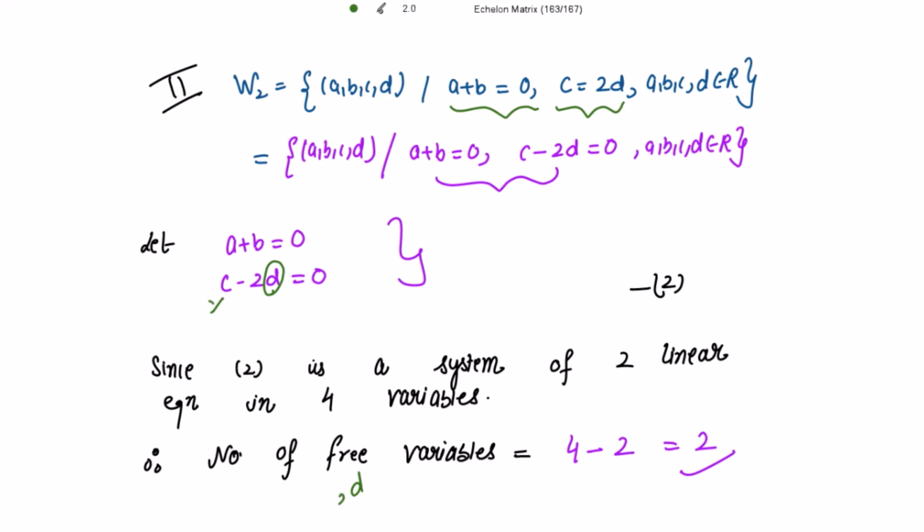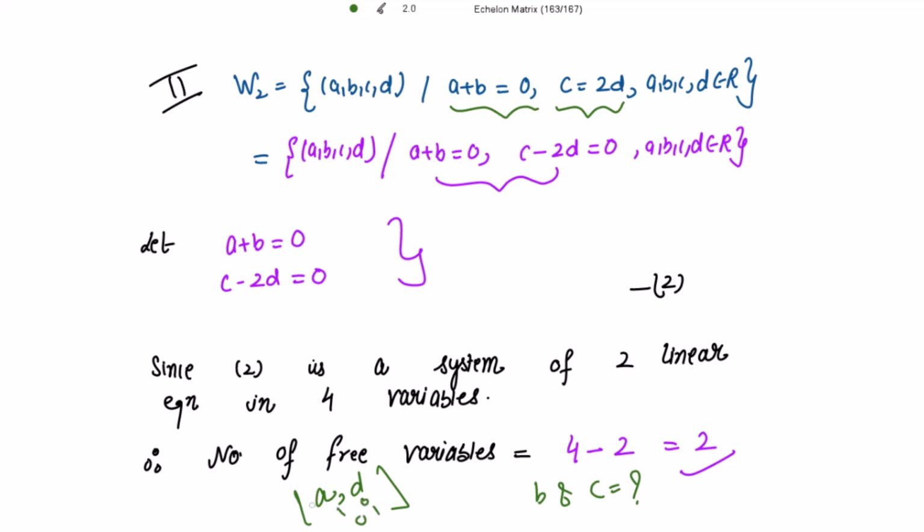And one more free variable you need to choose. You cannot choose C because you have already chosen D, right? And from the first equation, you can choose either A or B. So I'm choosing A. Okay, now we need to give values to these variables so that we can get the values of B and C. Because these are two variables, remember the 2 by 2 identity matrix.